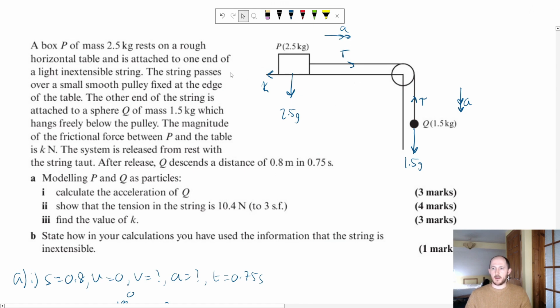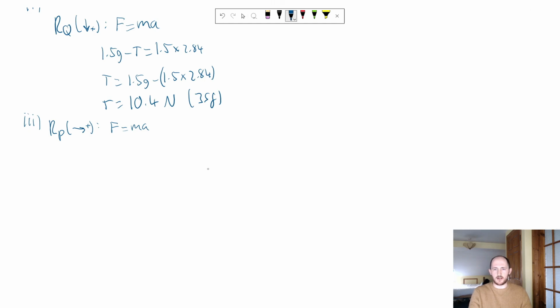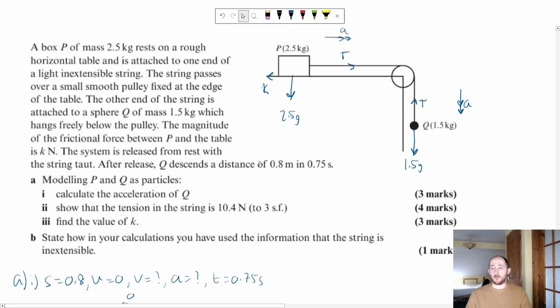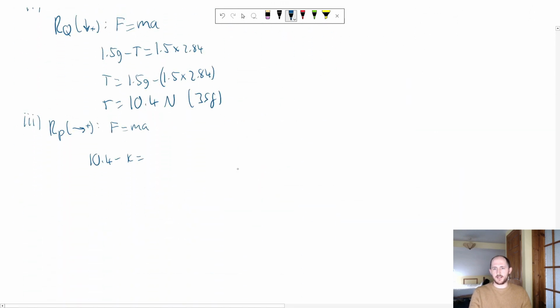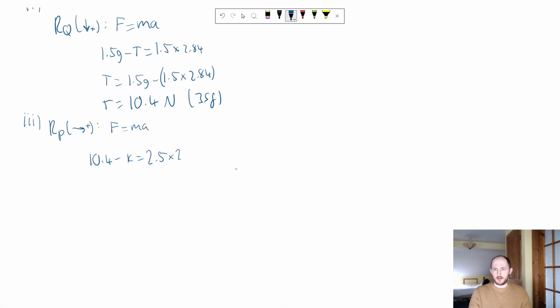So we have T minus K. T is 10, well, it says 10.4 to 3SF. Let's just use the value they give us. Minus K equals mass. I can't remember the mass. It was 2.5 times the acceleration, which was 2.84. Yeah, I've got the memory of a sieve. All right, so then K, if we just rearrange this, is going to be, actually, K equals 10.4 minus 2.5 multiplied by 2.84.